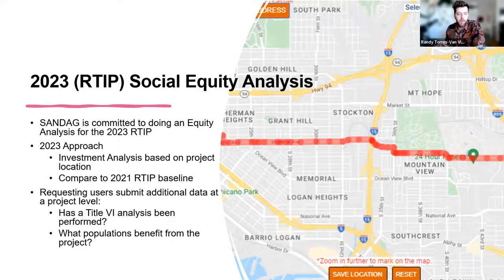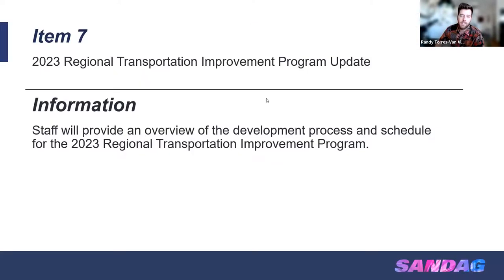Has a Title VI analysis been performed? What populations benefit from the project? Okay. Great. I wonder if we could ask a couple of other questions that are more objective than what populations will benefit, because there are different opinions about what a benefit is. The leadership of SANDAG in 2016 thought that widening the 5 freeway, the 94 freeway, pretty much all the freeways south of the 8, was a benefit for the local communities. We know that increases vehicle miles traveled, which increases air pollution, and that increases traffic violence. So whether it's a benefit or not is debatable.